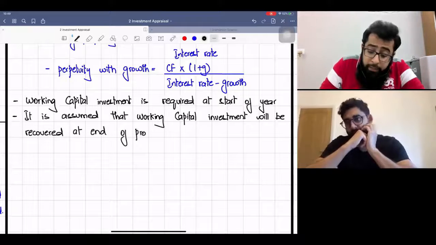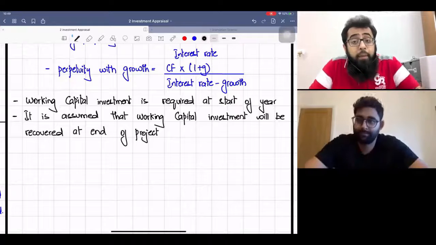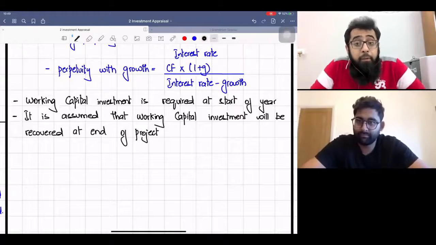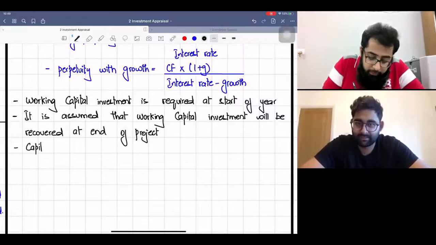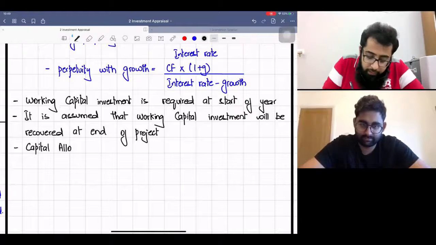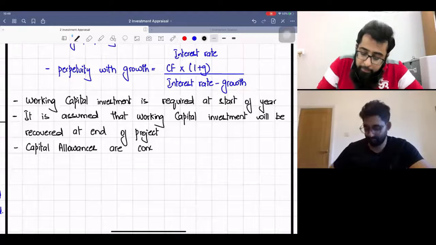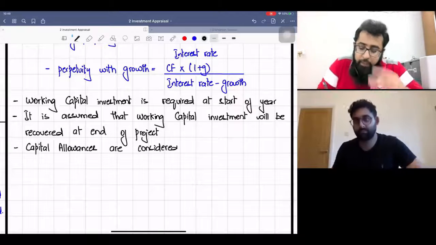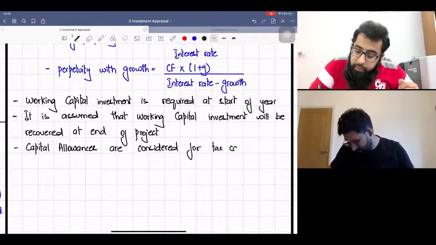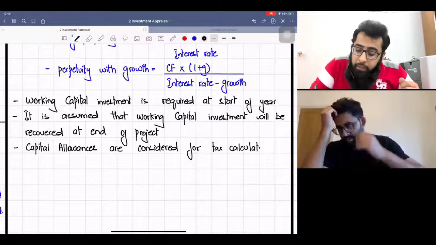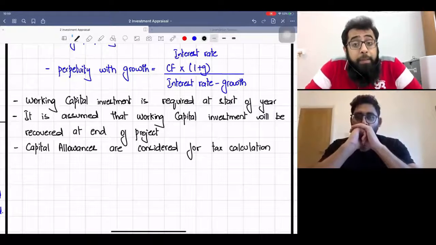Then you need to remember that capital allowances are used for calculating the tax. Capital allowances are considered for tax calculations. Then you must also remember about the Fisher effect, the nominal discount rate and the real discount rate.